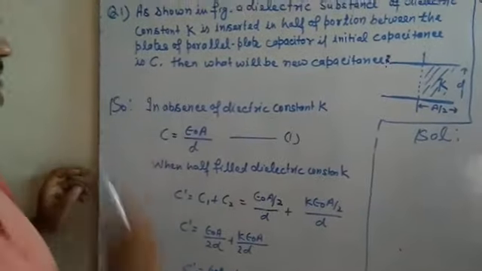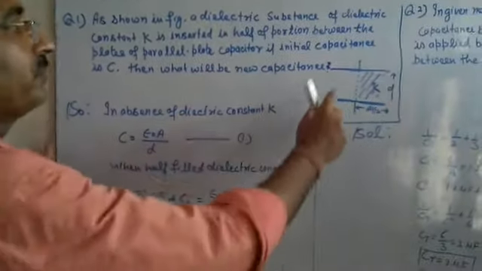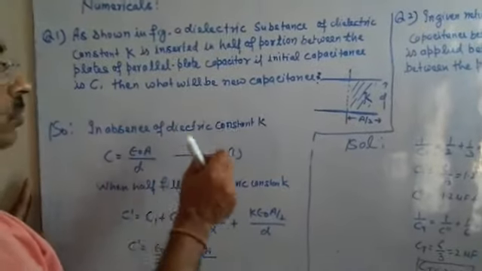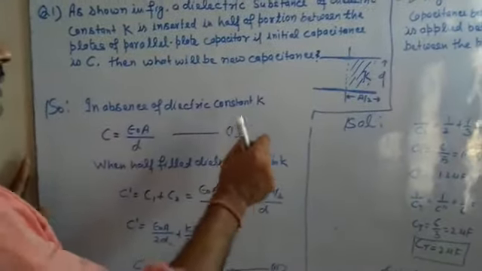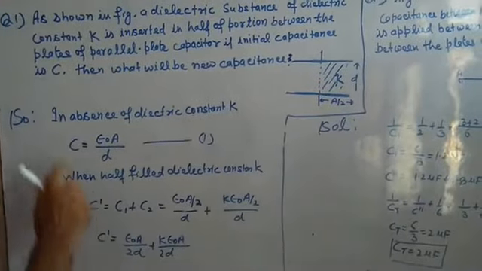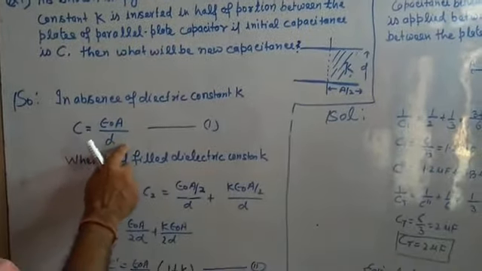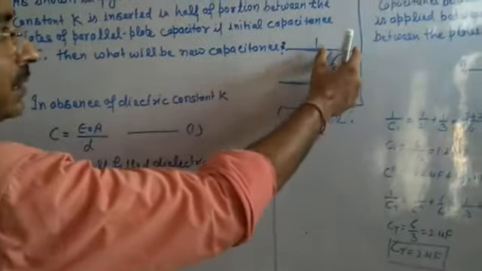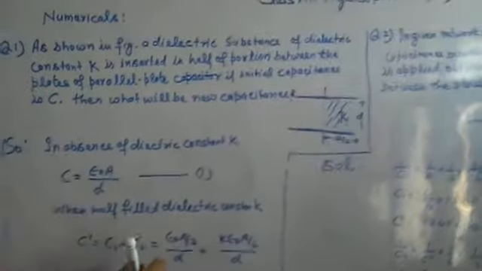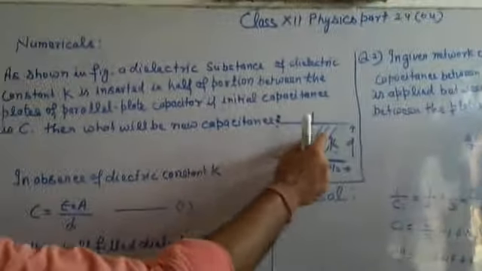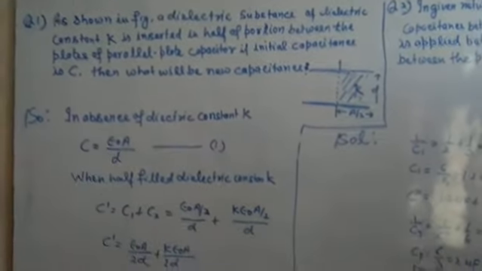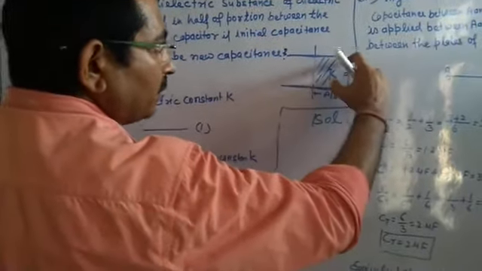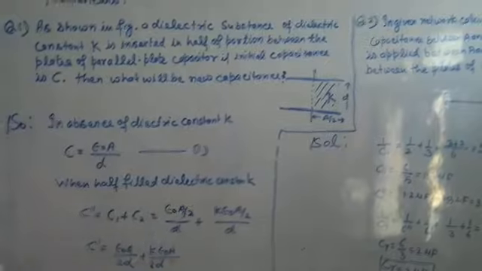Here, C is given as the initial capacitance. It means in the absence of dielectric, when there is no dielectric material between the plates of the capacitor, C equals epsilon A by D, equation 1. When half is filled with the dielectric, the area is divided. When the area is divided, the combination will be this portion and this portion in parallel. If the distance between the plates were divided, then it would be in series.